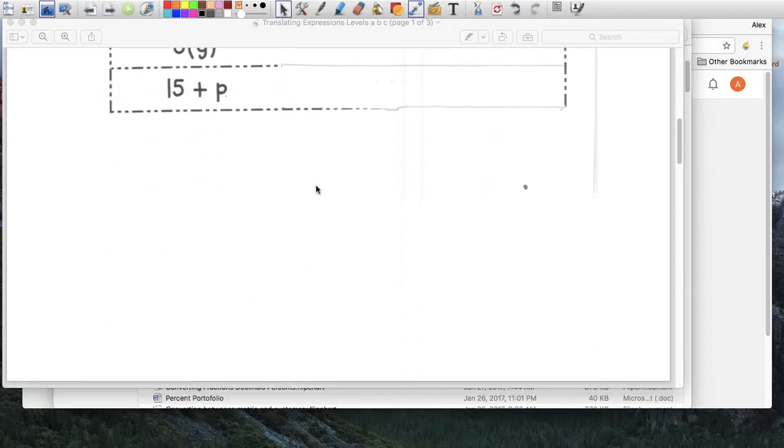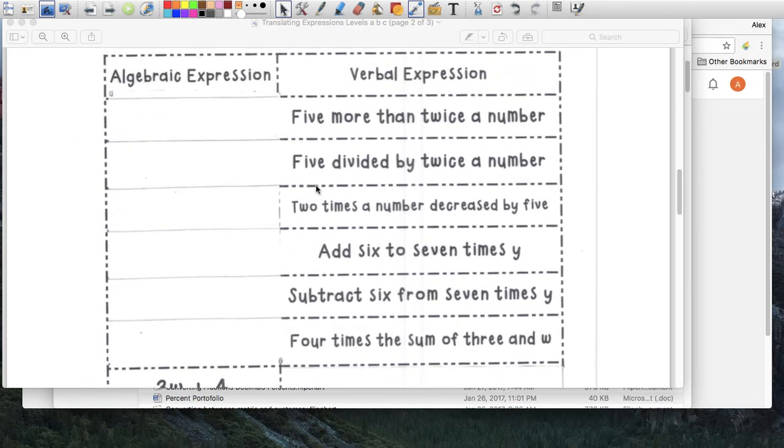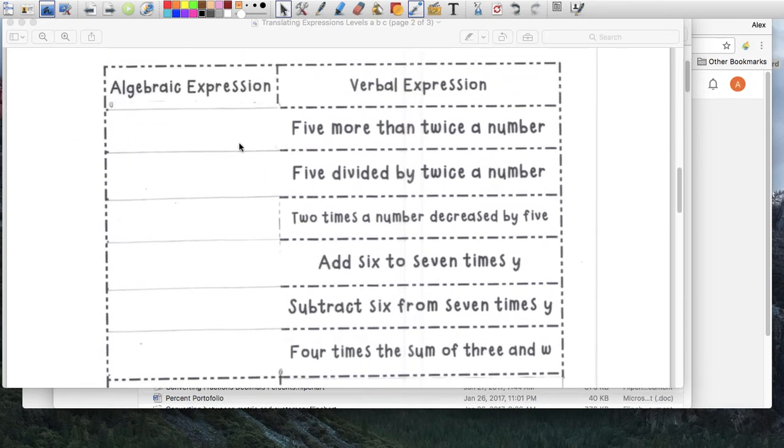So that was the easier one. Let's go to the middle version. So 5 more than twice the number. So if you do it slowly, there's your 5, there's your more than. Twice means 2 times. 2 times what? A number that we don't know. And again, 5 divided by what? 2 times the number. But I want you to write it like this. 5 divided by 2 times the number.